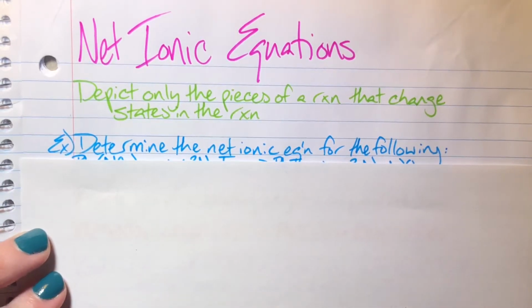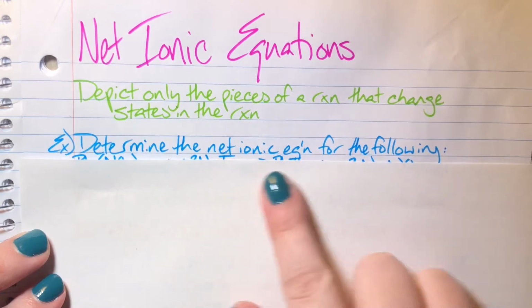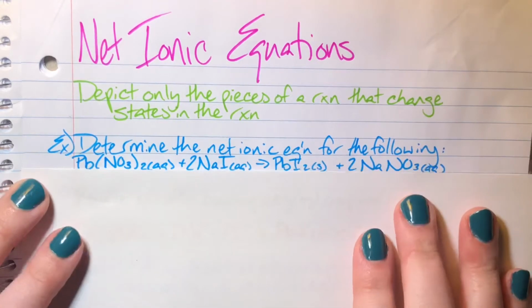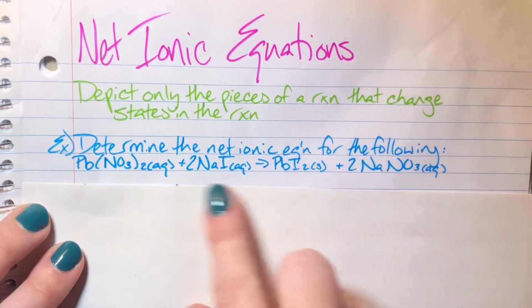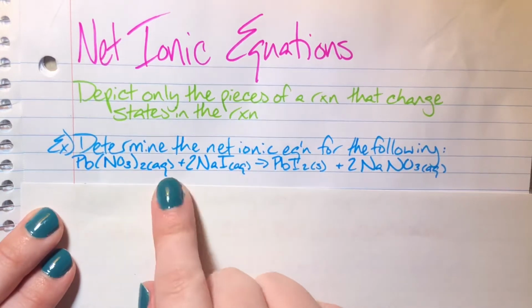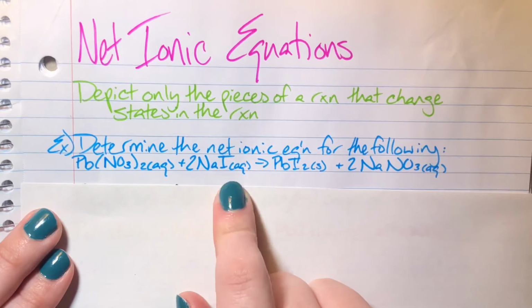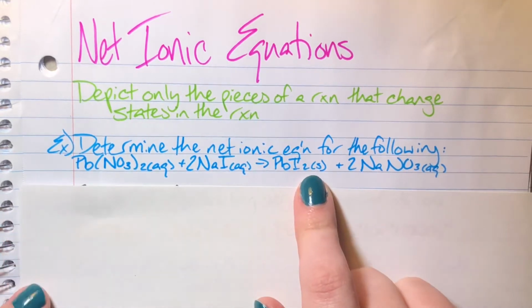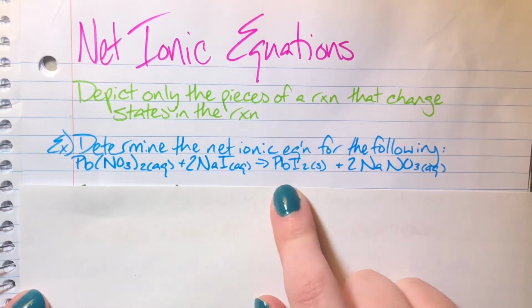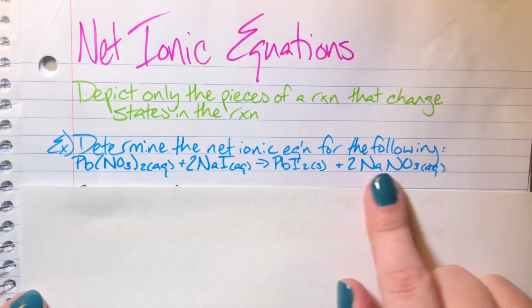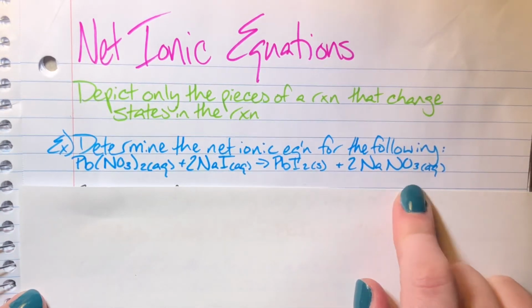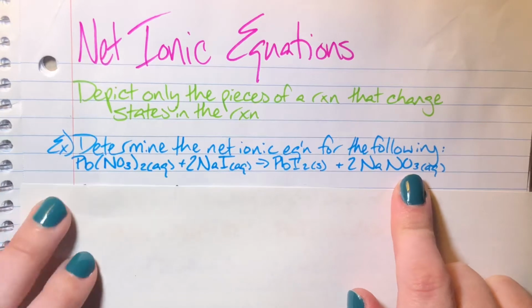It's kind of hard to theorize about net ionics. It's just much easier to show an example. So we're going to determine the net ionic equation for the following reaction. I have this double replacement reaction between aqueous lead(II) nitrate and aqueous sodium iodide, and I am going to be producing a precipitate of solid lead(II) iodide and aqueous sodium nitrate.